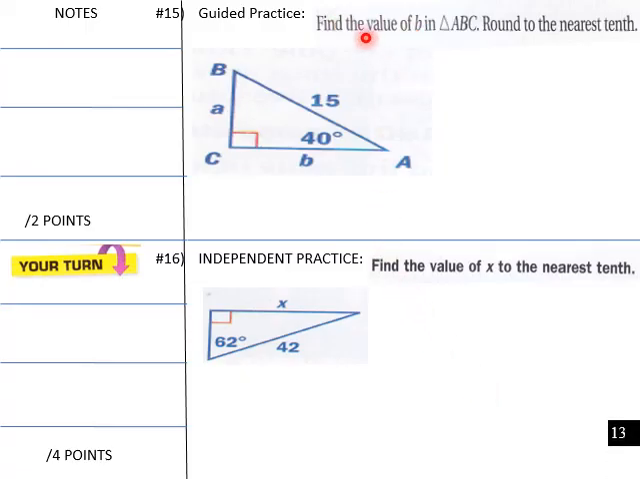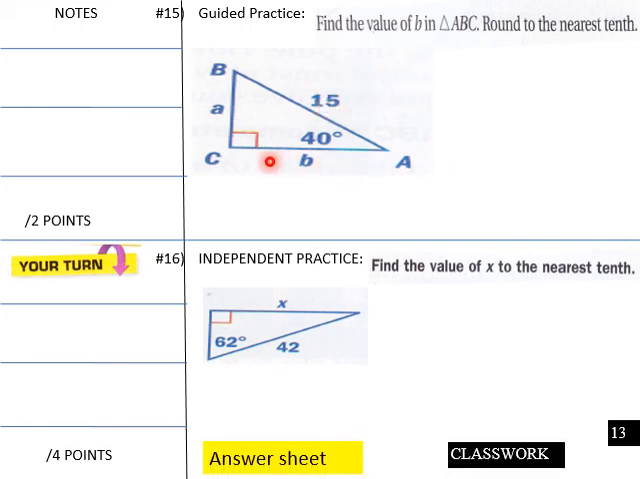So let's do one here. Find the value of B in this triangle ABC. Students, this is yours down here. Pay attention up here. Round to the nearest tenth. So we need to find this length here of B. We got a 40 degree angle here. And we have a hypotenuse. So what are we to do to find B here?